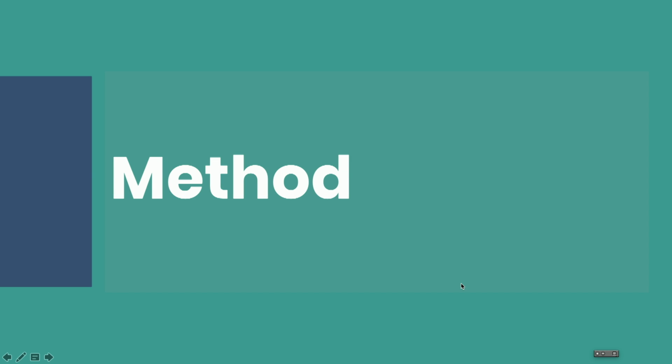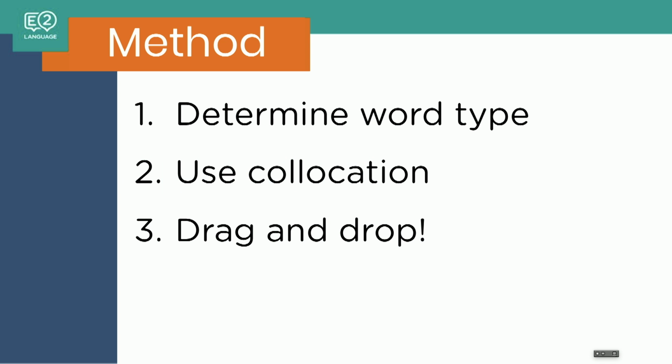Okay. Let's apply the method now. And now that we've looked at collocations and word types, really, this is what we ought to do on test day. First thing you need to do is determine the word type. So as I said, look at the gap. If you can, think, okay, I need an adjective, or I need a preposition, or I need a verb.